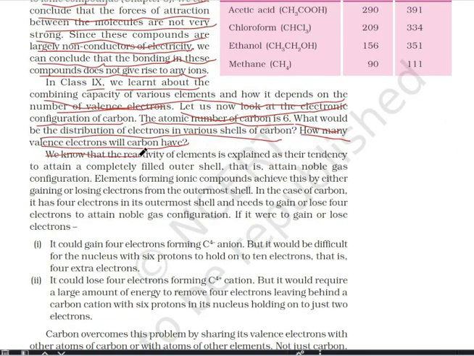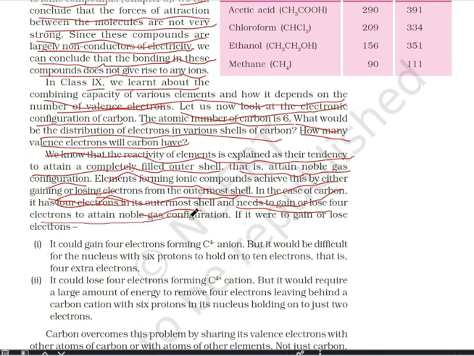We know that the reactivity of elements is explained as their tendency to attain a completely filled outer shell, that is, attain noble gas configuration. Elements forming ionic compounds achieve this by either gaining or losing electrons from the outermost shell. In the case of carbon, it has 4 electrons in its outermost shell and needs to gain or lose 4 electrons to attain noble gas configuration.